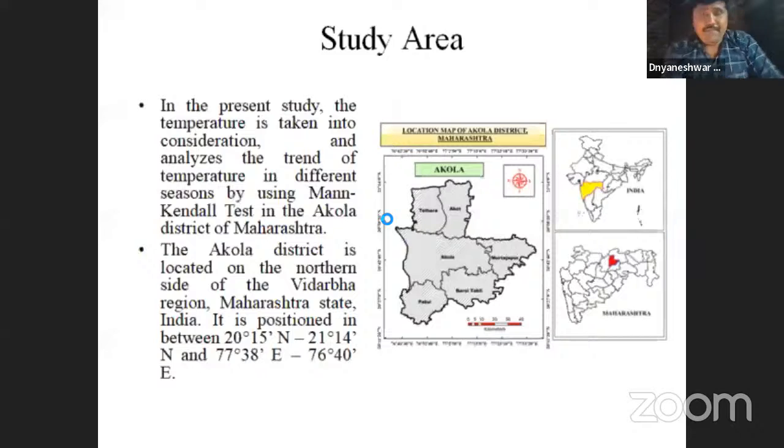Then my study area. In this present study, I have taken Akola district, which is a comparatively hot district in our region, mostly in the Vidarbha region. Akola district is located on the northern side of Vidarbha region, Maharashtra state, India. It is positioned at 20 to 21 degrees north and 76 to 77 degrees east.